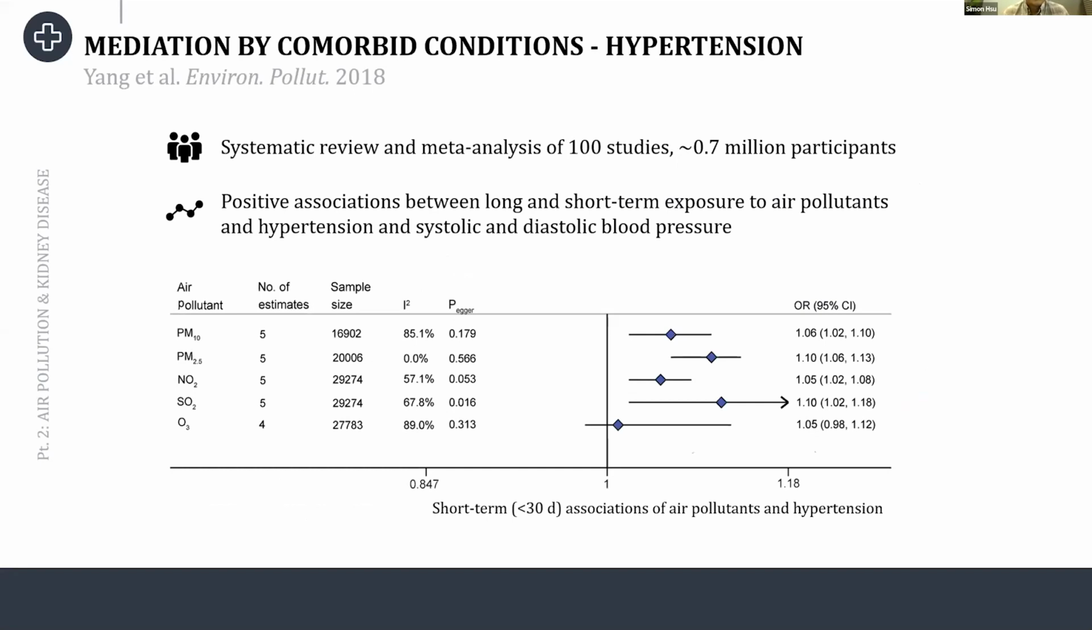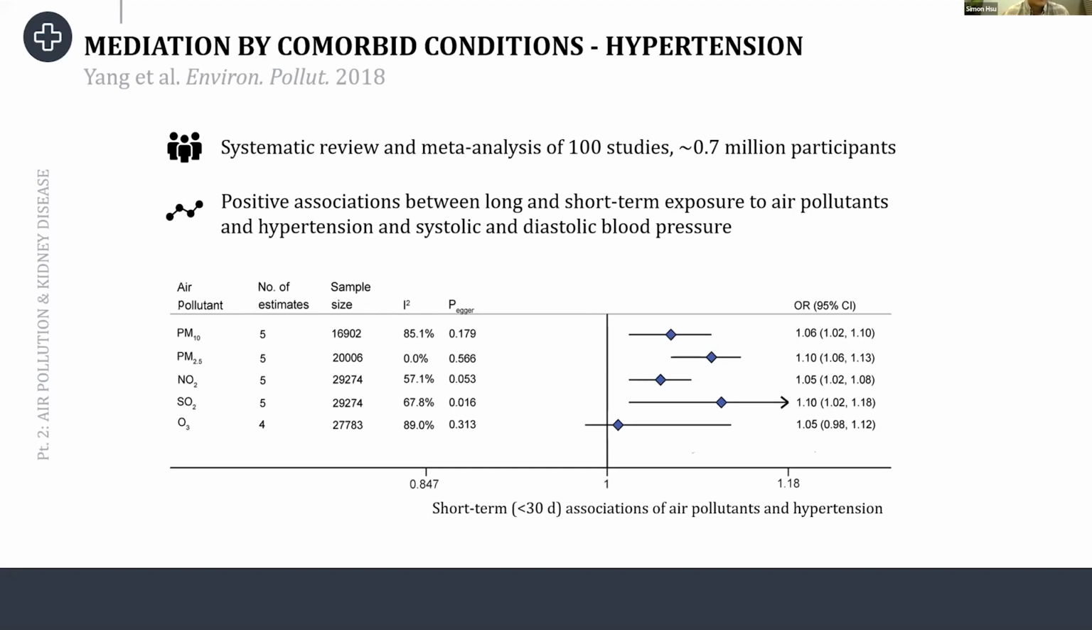So moving on to mediation by comorbid conditions. Air pollution is convincingly associated with a few comorbid conditions, among them hypertension and diabetes, both of which we all know are leading causes of CKD in this country. These are the results of a systematic review and meta-analysis of 100 studies, nearly 1 million participants. It showed positive associations between long and short-term exposure to air pollutants and hypertension, as well as systolic and diastolic blood pressure. And this is just one of the tables.